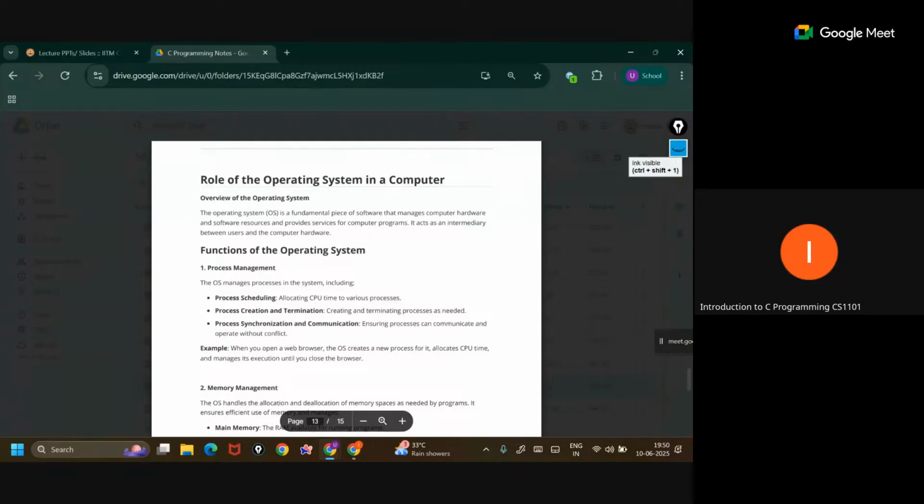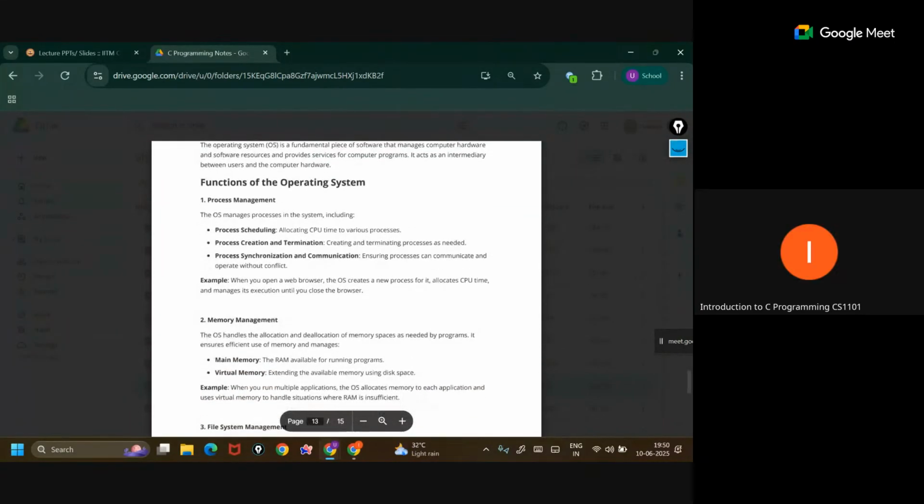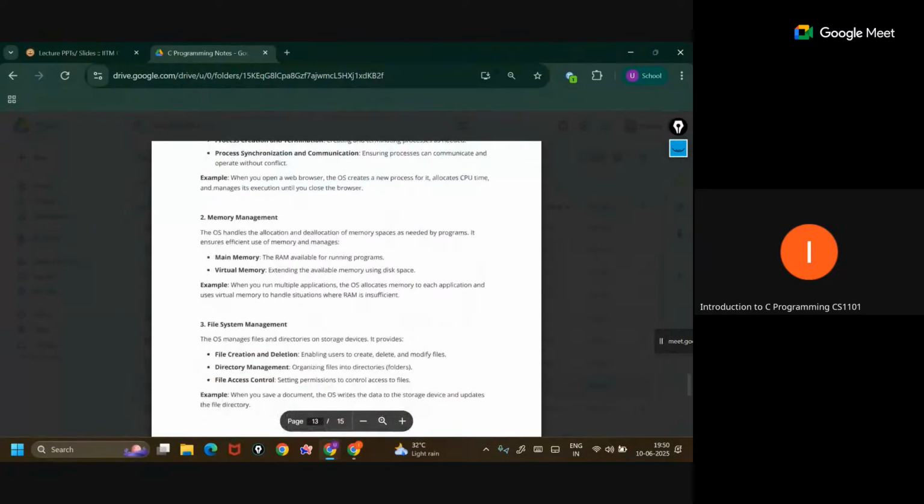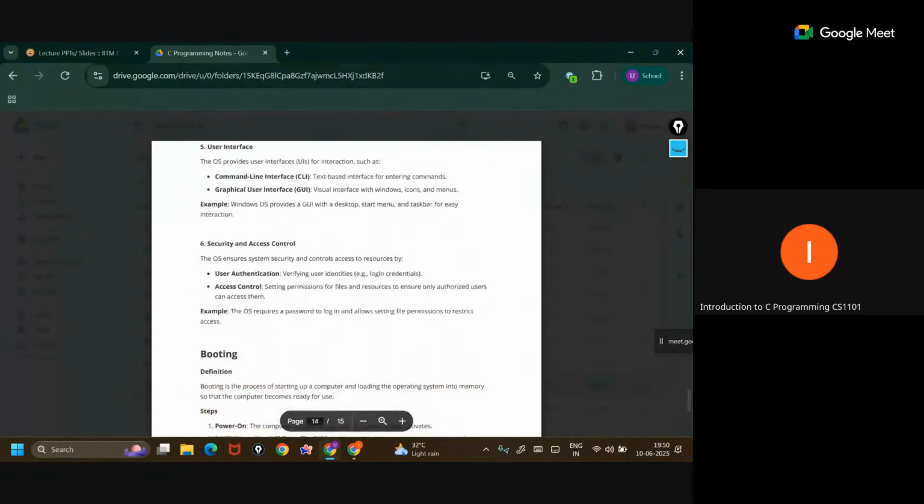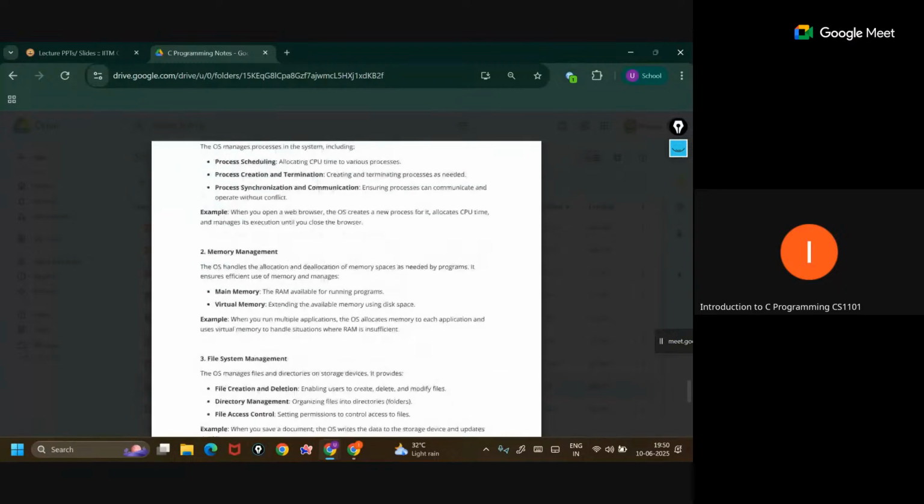If you have to do some normal computation process also, using the OS only we can do it. It manages the computer's hardware and software both. Actually, it is an intermediate between the user and the computer hardware. It will go to the underlying servers and do whatever service is required. The functions of the OS are process management, memory, file system, device, user interface, and security and access control.